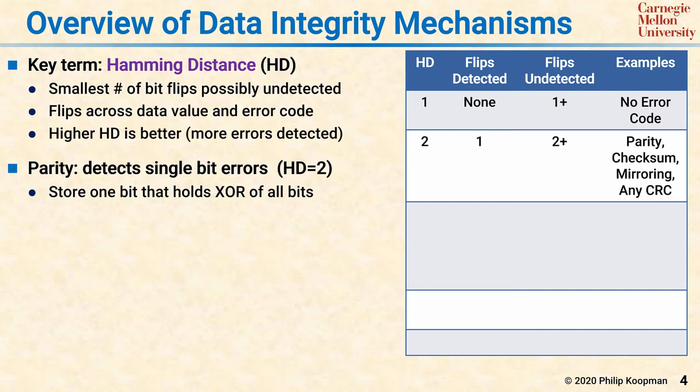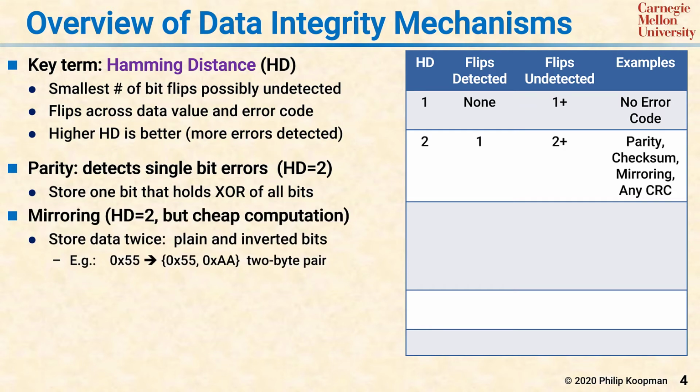Parity is computed by XORing all the bits in a data value together to produce the error code. You can do this either resulting in a single XOR bit, or you can XOR the bits in a bit position. So if you have a bunch of 8-bit bytes, you can XOR the 8-bit bytes together and get an 8-bit byte result where every bit is the XOR of all the bits in that bit position. That still ends up being a parity computation. It still gives you HD equals 2. You can also do mirroring to get HD2, but this is a completely different way of handling it.